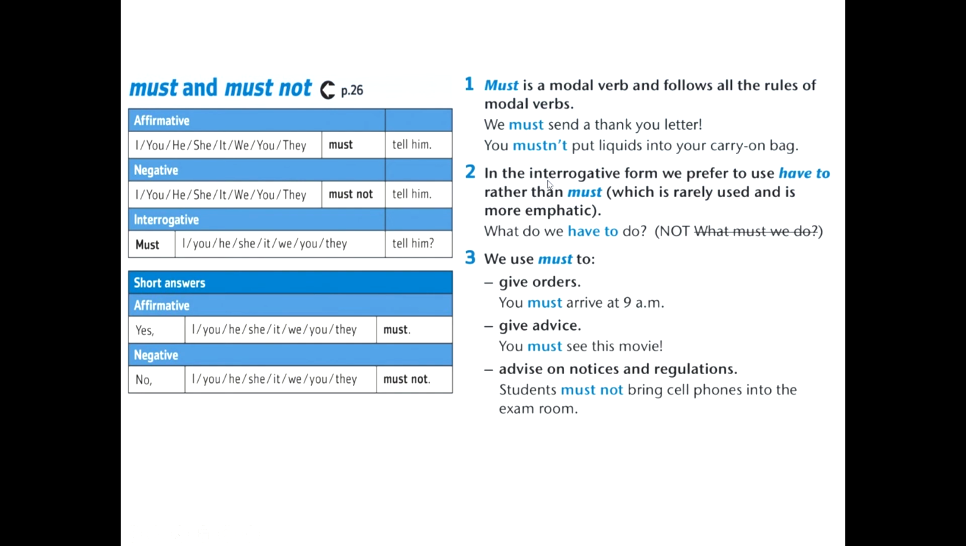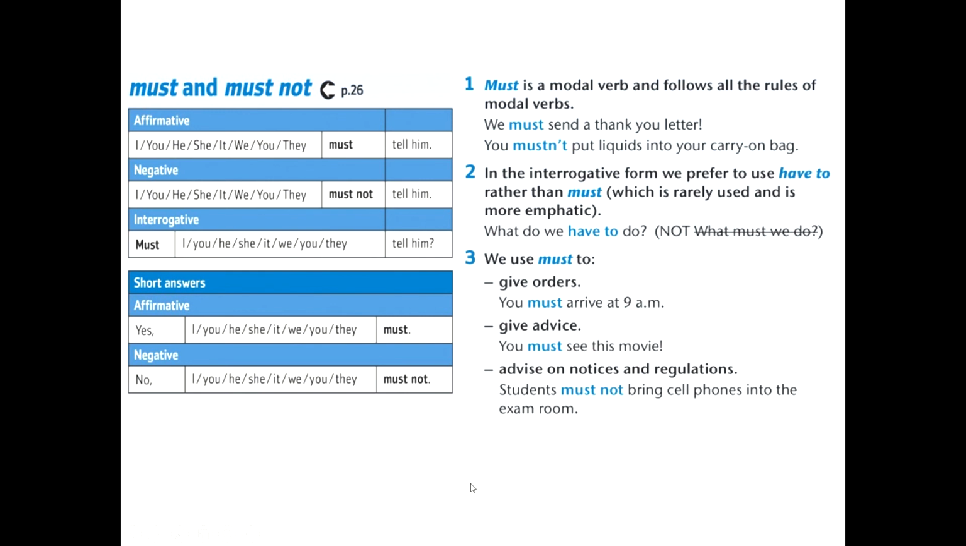In the interrogative form, we prefer to use have to rather than must, which is rarely used and more emphatic. What do we have to do? We use must to. ¿Para qué usamos el must? To give orders. You must arrive at 9 a.m. To give advice. You must see this movie. Okay, I'm giving an advice or a recommendation. Then, advice or notices and regulations. Students must not bring cell phones into the exam room.